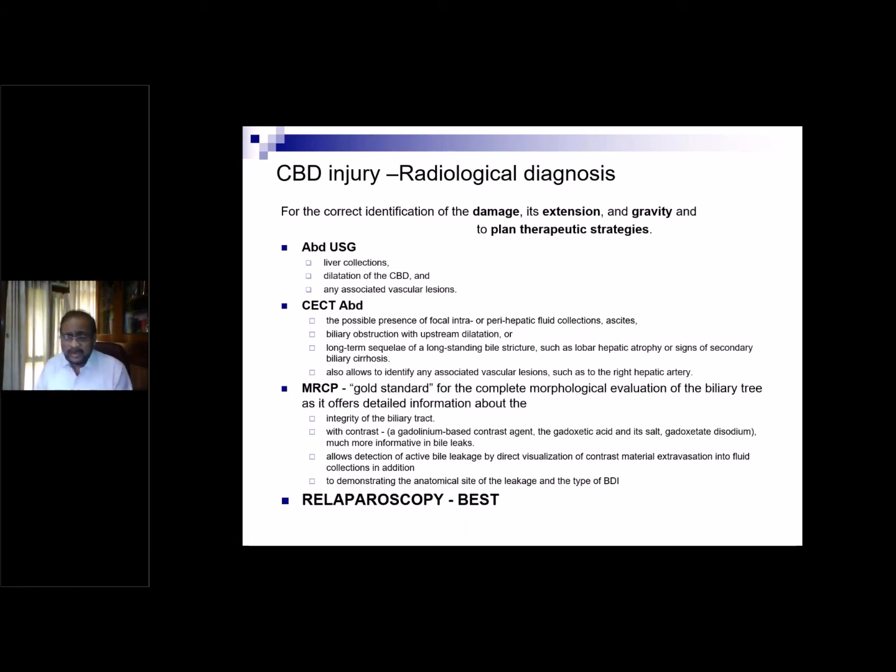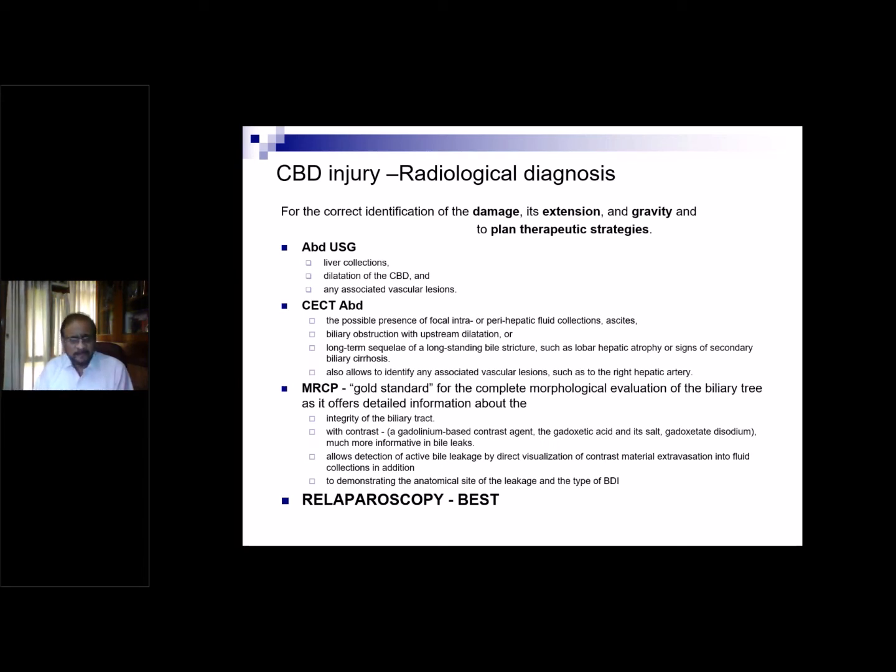Radiologically, can you look at some reason why this is happening, or can you judge, or can you diagnose? An abdominal ultrasound is an absolutely useless investigation in this scenario. Why? It's just going to show a liver collection. Dilatation of the biliary tree is not very easily seen. Why? Because by itself, an ultrasound is not a very good diagnostic tool for a CBD injury. Any acute vascular lesion, again, cannot be seen on an ultrasound.